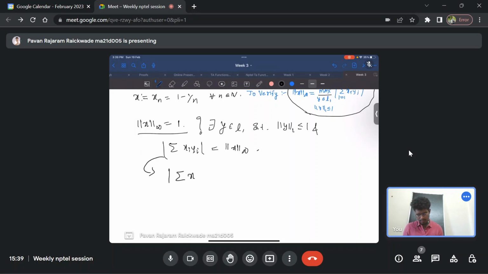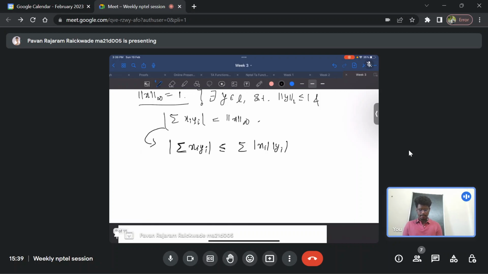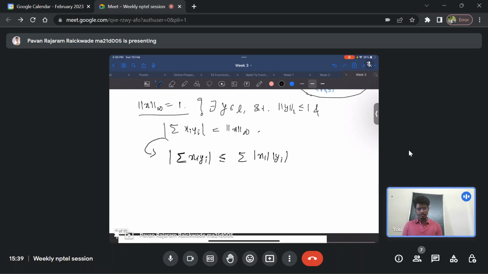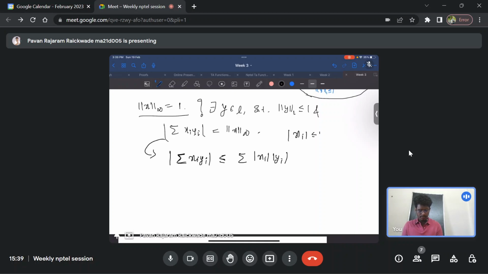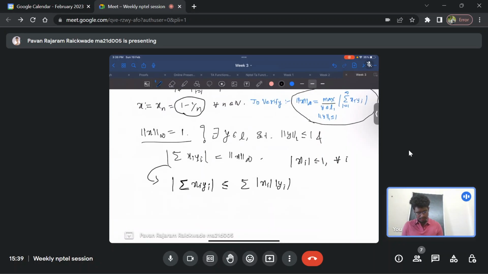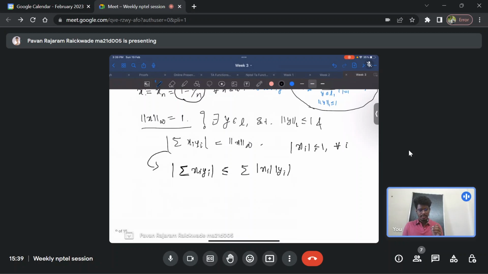What is the modulus of summation xi yi? This will be less than or equal to, by triangle inequality, summation of modulus of xi into modulus of yi, right? But now, see, norm x infinity is 1, which implies modulus of xi is less than or equal to 1 for all i. In fact, in the current example, modulus of xi will be strictly less than 1 for all i. It will never attain 1. Which means you can get a j such that yj is non-zero.